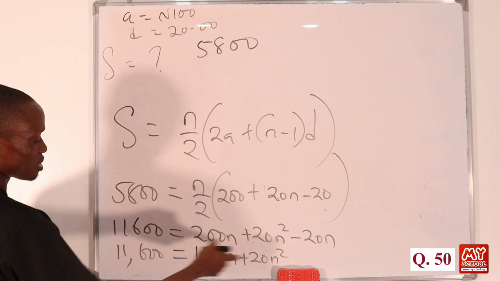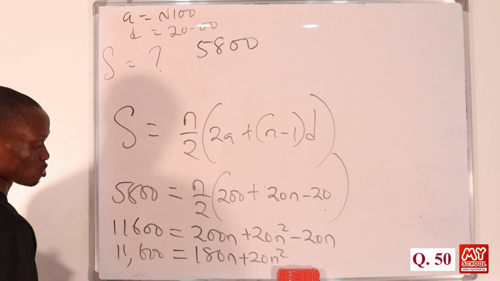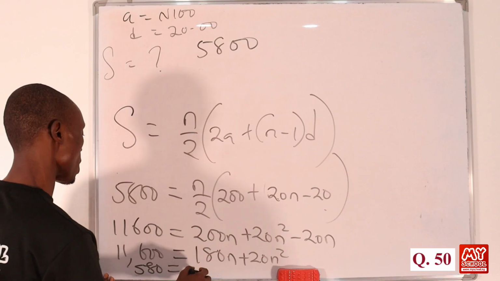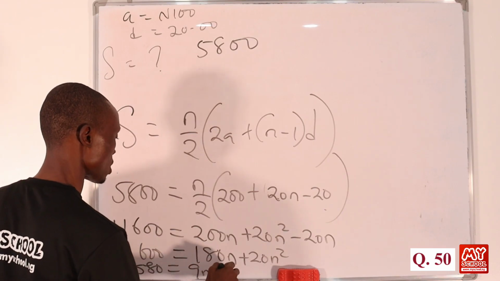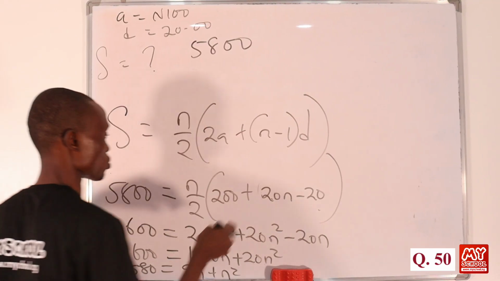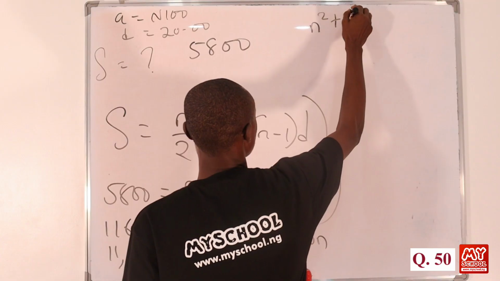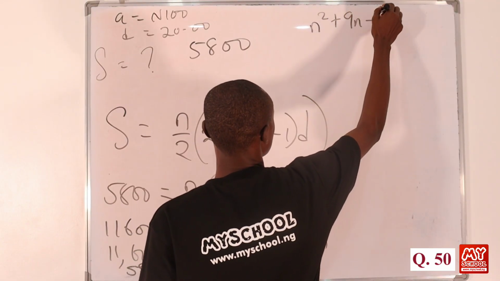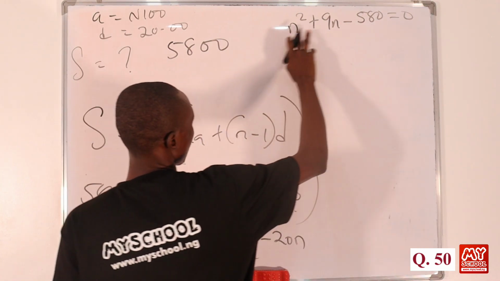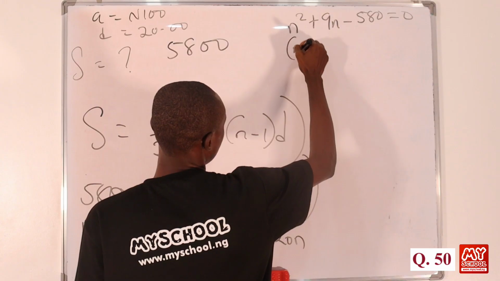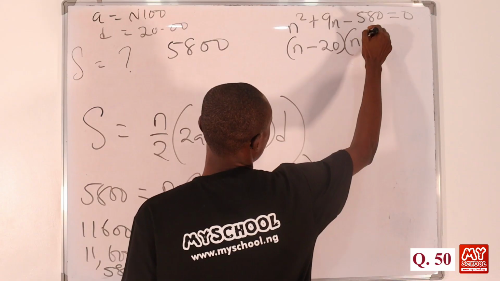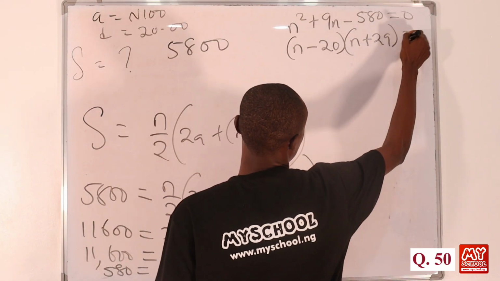Okay, so we can divide through by 20. If we divide through by 20, here we'll be having 580 and here we'll be having 9n plus n squared. So from here we can rearrange to form a quadratic equation, so that we'll be having n squared plus 9n minus 580 is equal to 0. If we factorize this, we'll be having n minus 20, in bracket, and n plus 29 in bracket, all equal to 0.